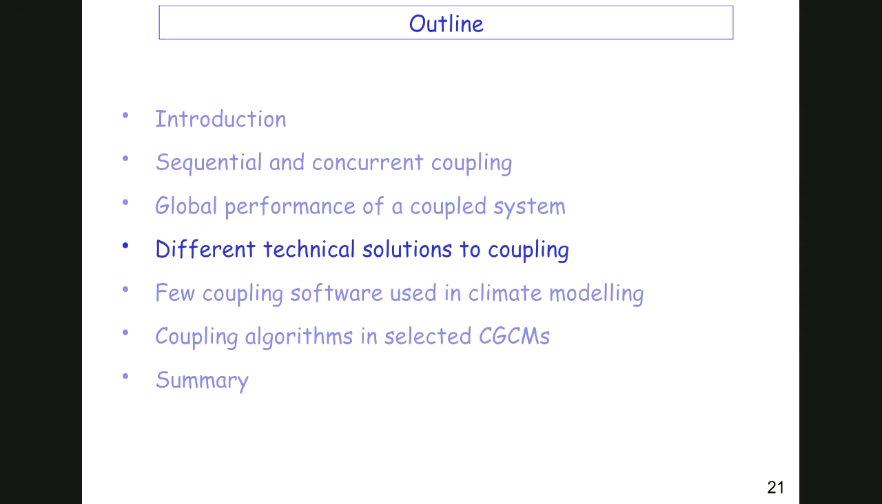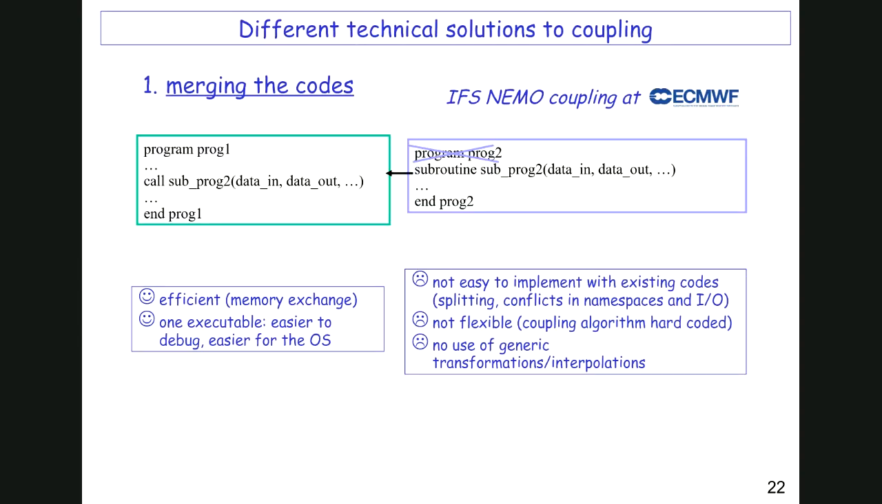So now, regarding the different technical solutions to coupling that we have, I will here describe, let's say, four different technical solutions. The first two solutions are things that you can do, but you have to do this by yourself. And the last two solutions are solutions using available coupling software.